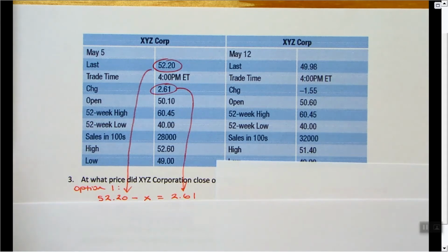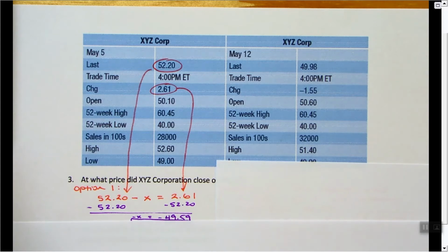So one way to solve this is by subtracting 52.20 from both sides. Okay, you then get negative x equals negative 49.59, sorry it's so small, and then you divide by negative 1 or multiply both sides by negative 1 and you get x is equal to 49.59. Okay, that's a more algebraic approach to solving this equation.